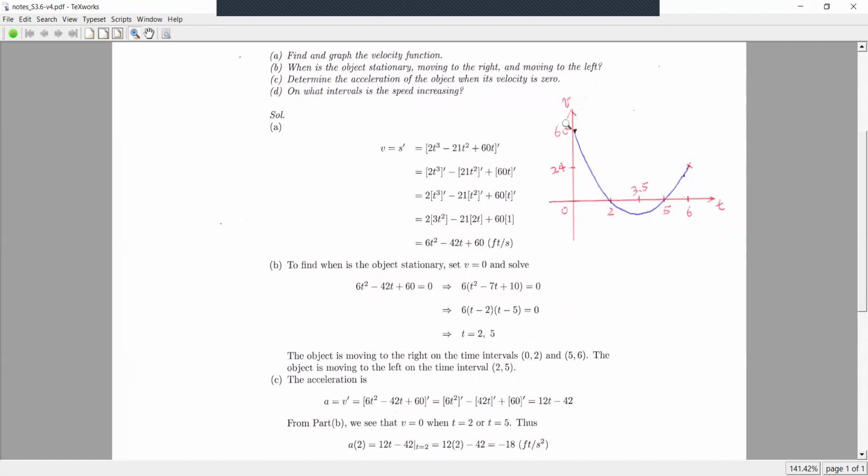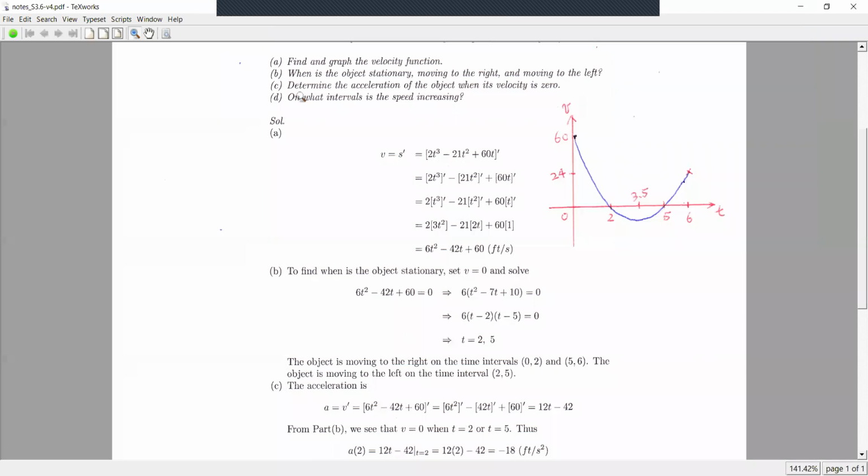From the graph of velocity, the object is moving to the right on the time intervals from 0 to 2 and from 5 to 6, because on these time intervals, velocity is positive. The object is moving to the left on the time interval from 2 to 5, because from 2 to 5, velocity is negative.